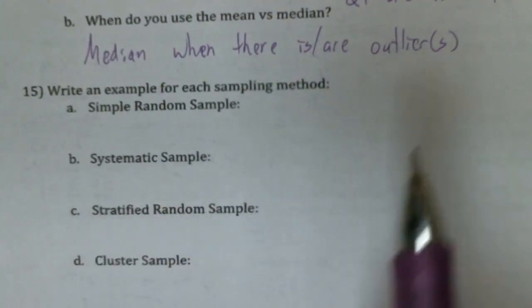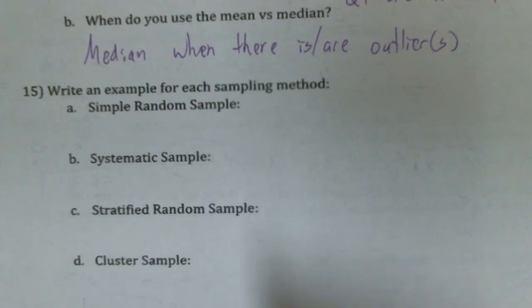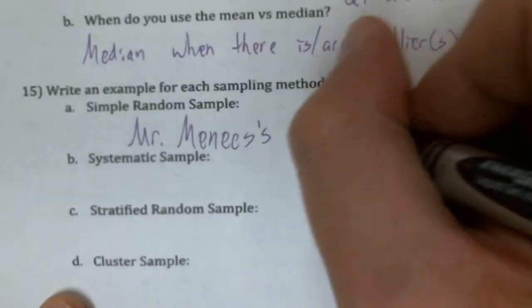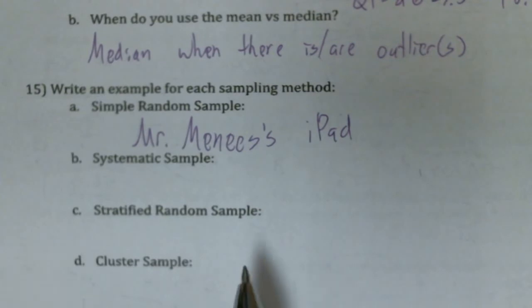Simple random. It says give me an example. Simple random, of course, answers vary. Mr. Manise's iPad. This is what I do with you guys. I assign you a number. I let my iPad randomly call on a number. That way it's perfectly fair for everybody.